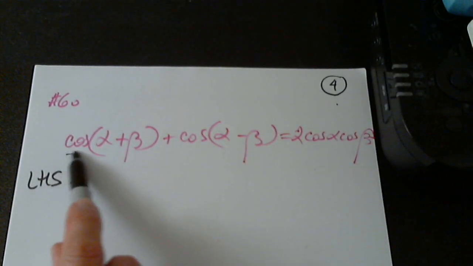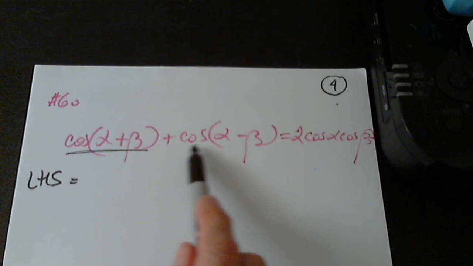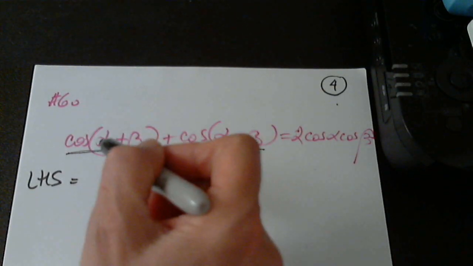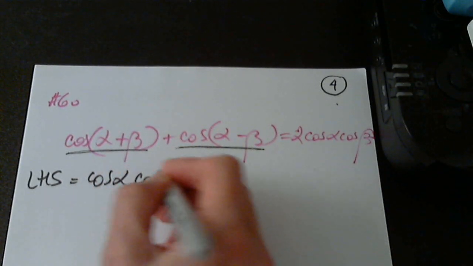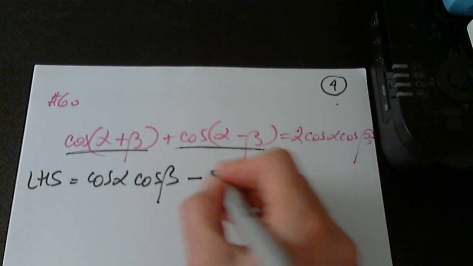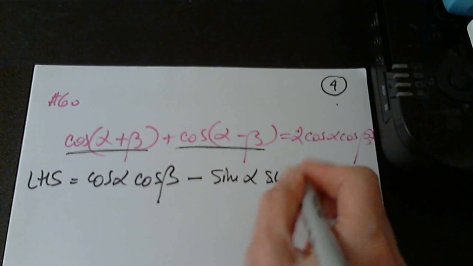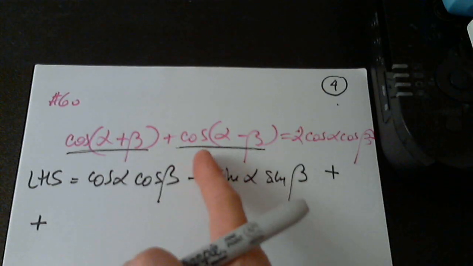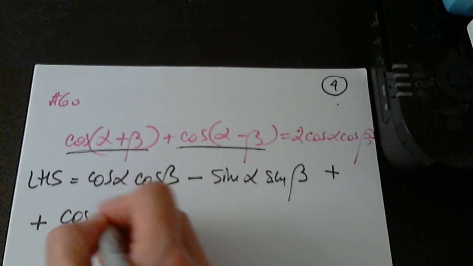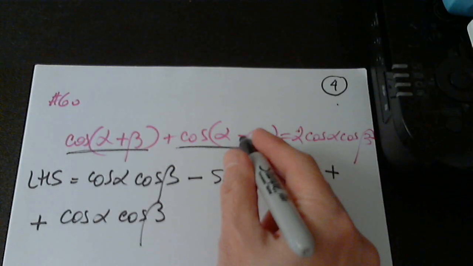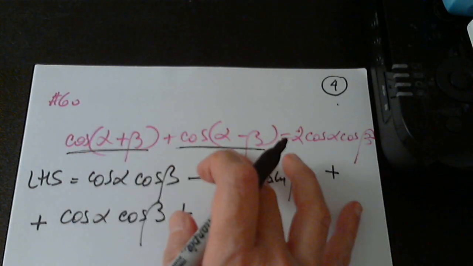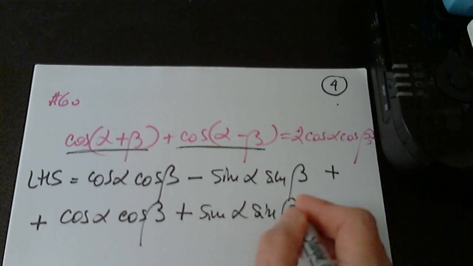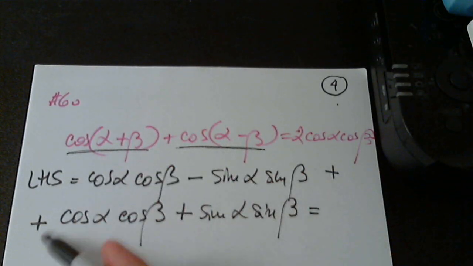So I have a formula, or an identity, for this and an identity for this. This one is cosine alpha cosine beta, but minus sine alpha sine beta, plus, for this one is cosine alpha cosine beta, but plus, remember only cosine is twisted like that, sine alpha sine beta. Now when you look at this, what would you do?